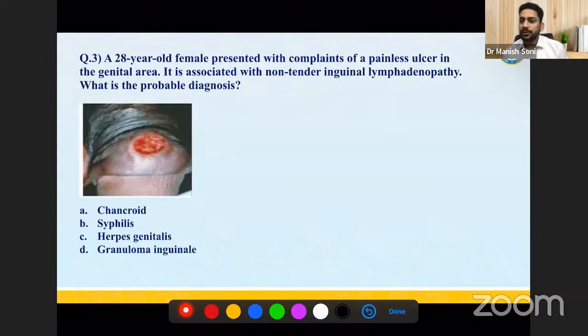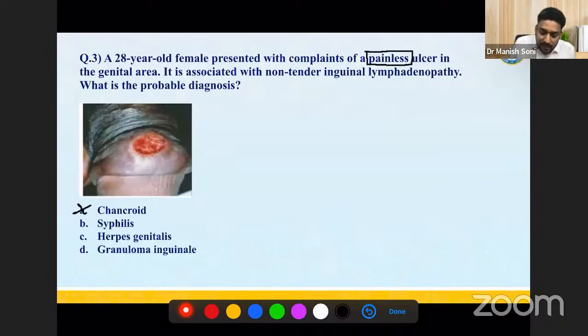Now, if you see this question, they are saying that a 20-year-old female presented with complaint of painless ulcer. So the ulcer is painless. Now you know that chancroid is a painful condition where painful multiple genital ulcers with undermined edges are seen. So obviously this is not the answer.